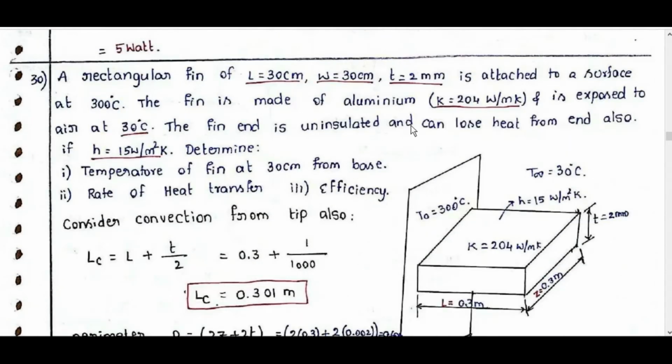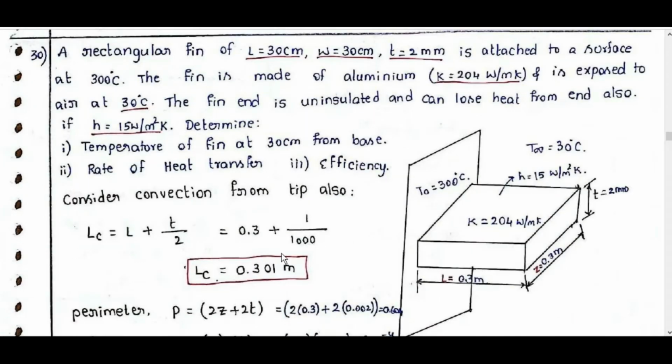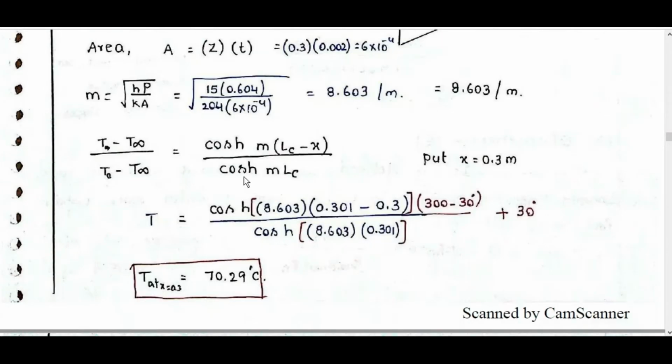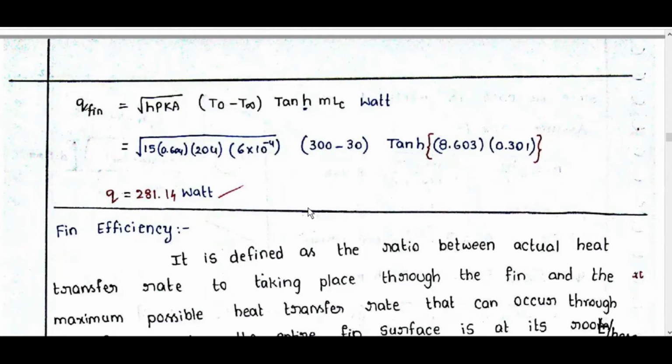Rectangular fin exposed, the fin is uninsulated. So it can lose heat from this end also. Everything is given. Then we have to find Lc. Lc is equal to L plus t by 2 for rectangular fin. Temperature at 30 centimeter from base: (T minus T infinity) by (T naught minus T infinity) is equal to cosh m(Lc minus x) by cosh mLc. From that we can get T. Q fin is equal to root(hPkA) into (T naught minus T infinity) into tanh mLc.